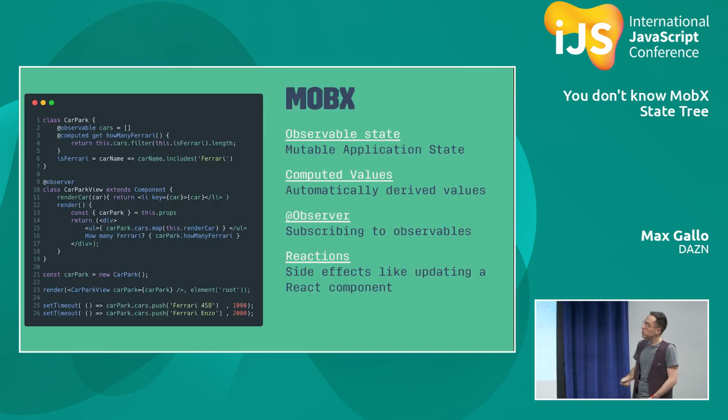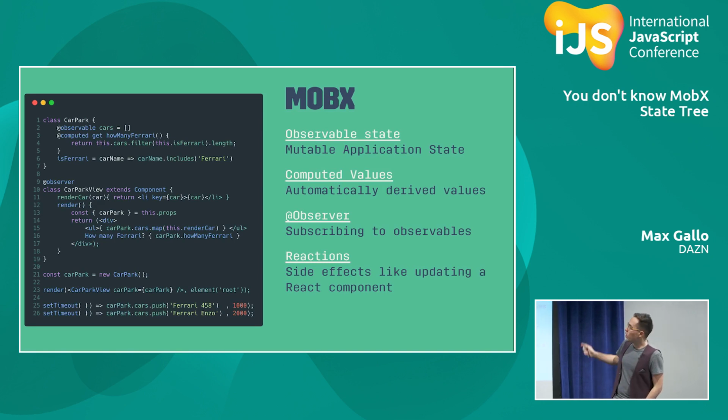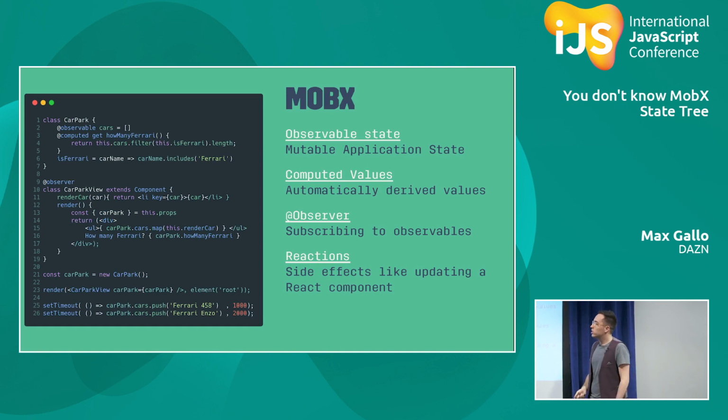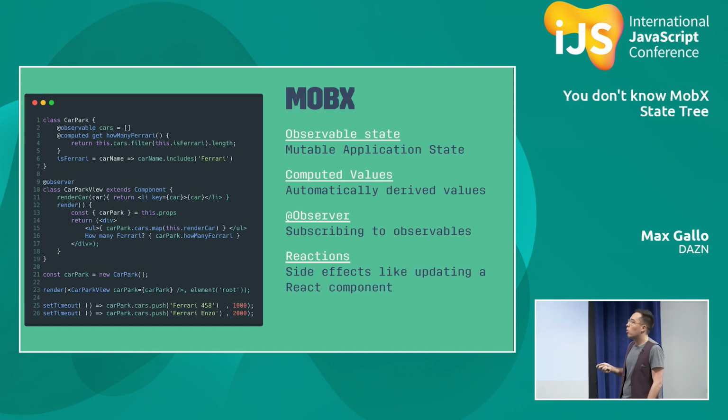Those are quite far from reality. That's why we probably need some code. I hope it's visible. Can you see it more or less? So first of all, observable state. Let's start with the goal. The goal here is to have a car park, which is our model where we want to store our things. And then there is a view, car park view.